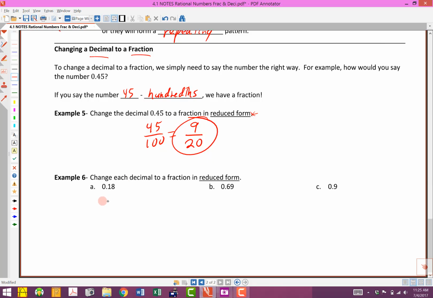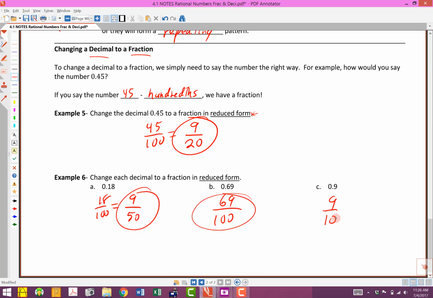So this is actually a very quick process, much quicker than changing from a fraction to a decimal, because all we have to do is say this decimal correctly. So this is 18 hundredths, 18 over 100. Notice that they're both even, so 2 goes in here 9 times, 2 goes in here 50 times. 9 and 50 don't have any common factors, so we're done right there. This is 69 hundredths, so that would be 69 over 100. 69 and 100 don't have anything in common, so we're done, no common factors. And this is only 9 tenths, so this would be 9 over 10. And again, they don't have any common factors, so we're done right there.